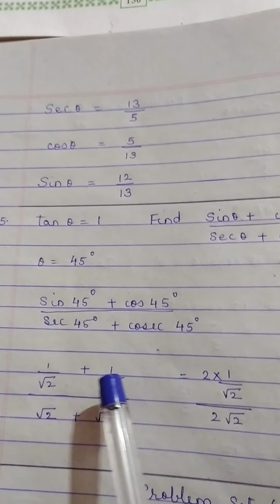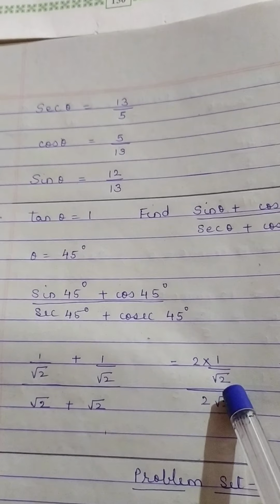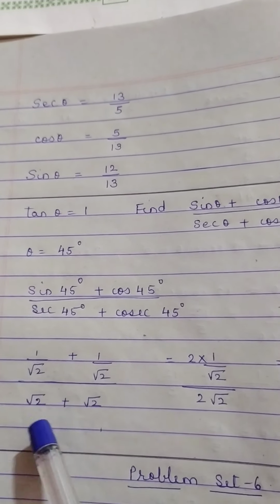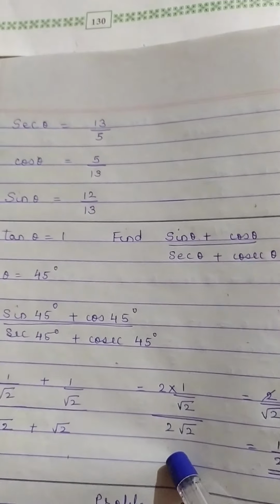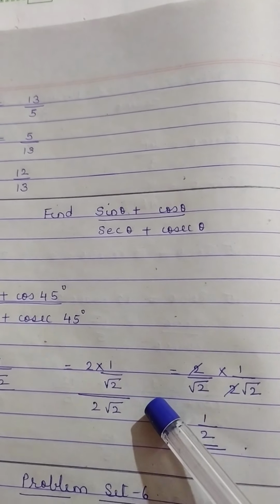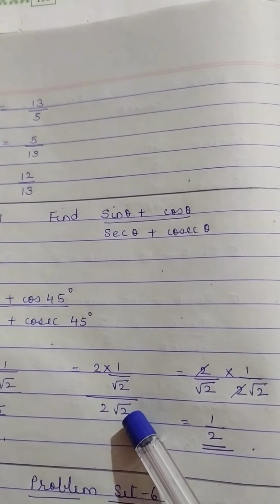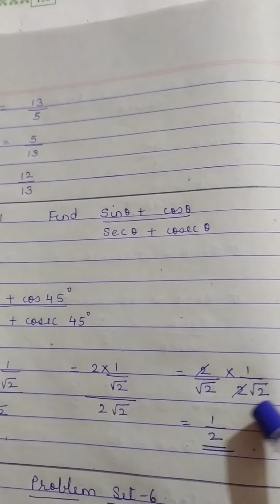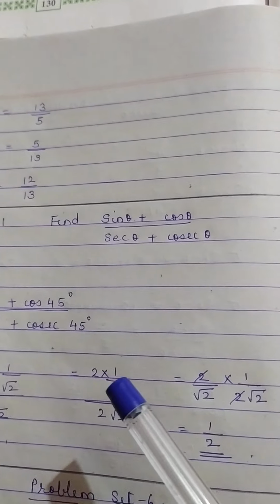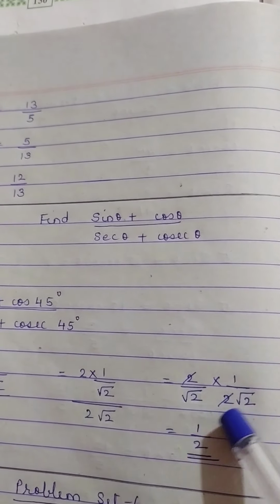What is 1 by root 2 plus 1 by root 2? 2 times 1 by root 2. So 2 into 1 by root 2 upon what is root 2 plus root 2? 2 root 2. Solve this. 2 into 1, 2 by root 2 divided by, make it multiplication. So when I do multiplication, this becomes reciprocal, 1 by 2 root 2. Okay, 2 by root 2 divided by 2 root 2 becomes into 1 by 2 root 2.